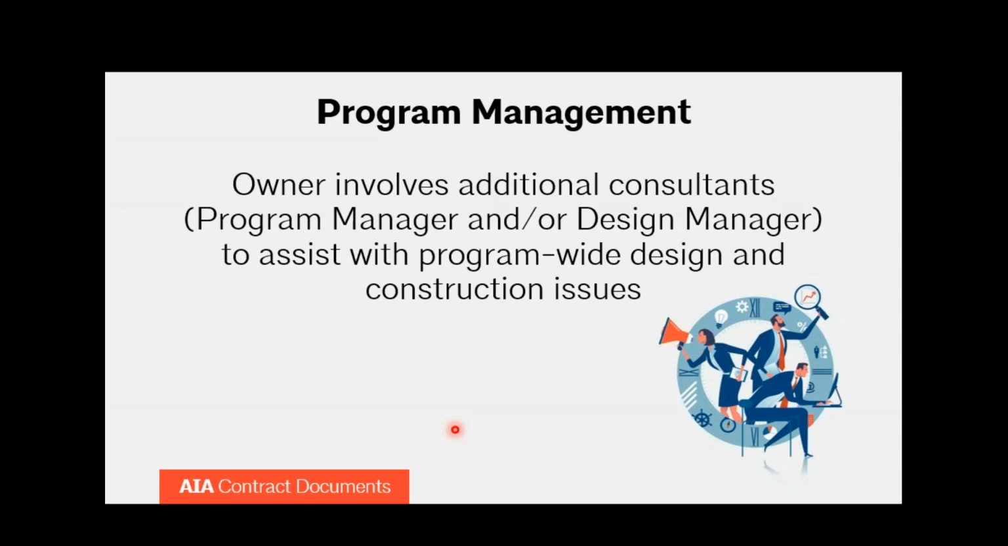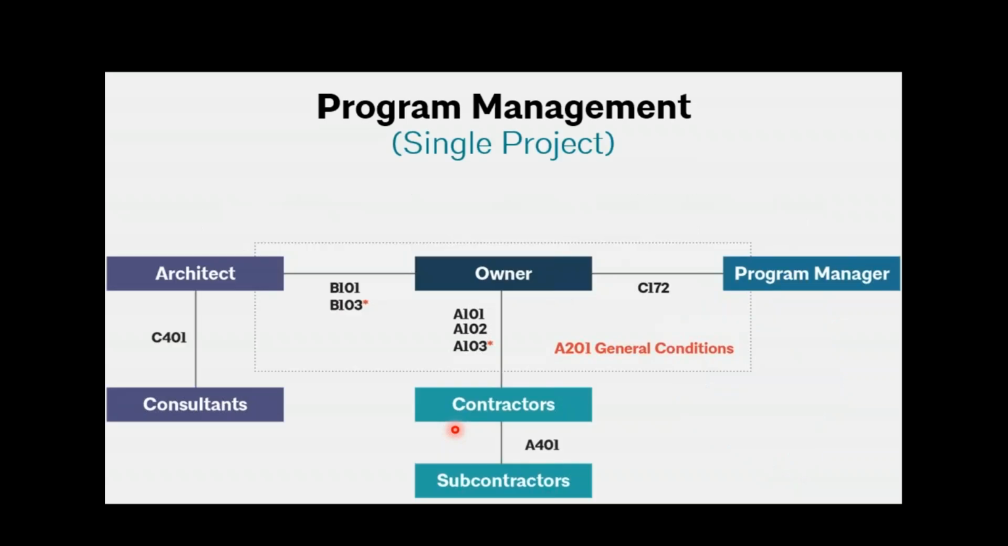And next we have program management. This is where the owner is involving basically additional consultants, what we refer to as a program manager and sometimes a design manager. So this is to develop a program. It's kind of similar to the CMA family. If you look at, you have owner architect, owner contractor, and then somebody else. In this case, we call it a program manager to develop a program. So that's this particular agreement. But you can see the owner contractor and owner architect relationships are functionally very similar.